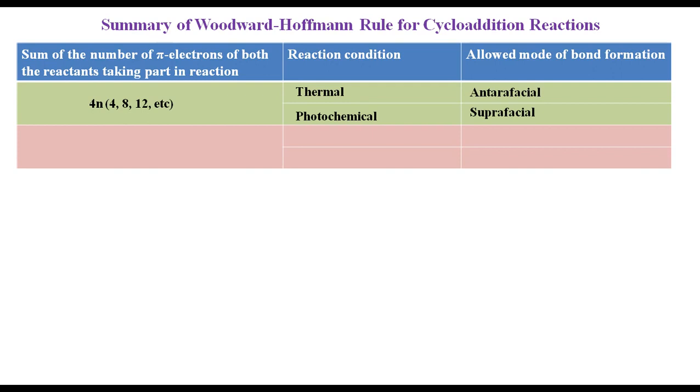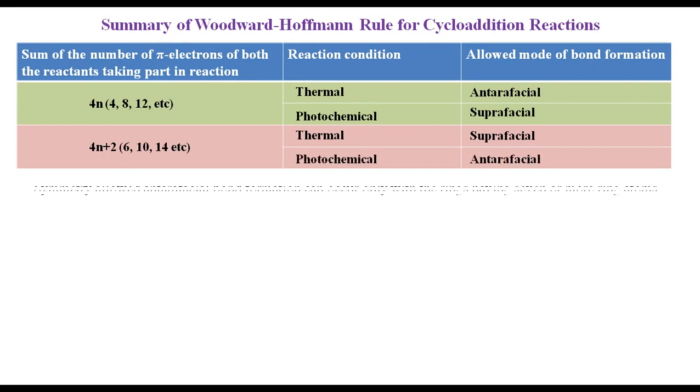If the sum of number of pi electrons of both the reactants taking part in the reaction is 4n plus 2, that is 6, 10, 14, etc., under thermal condition, allowed mode of bond formation will be suprafacial, while under photochemical condition, it would be antarafacial. Even though antarafacial bond formation is symmetry allowed in certain cases, as shown in the table, it can occur only with the rings that have 7 or more ring atoms.